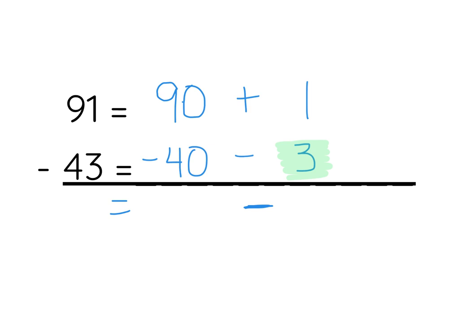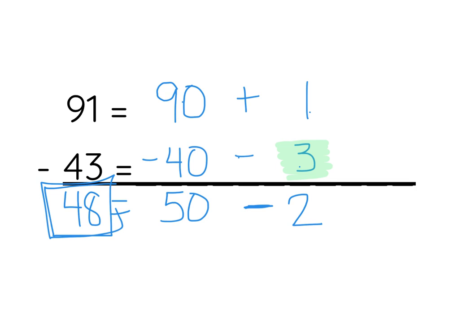90 minus 40 equals 50. 1 subtract 3 equals negative 2. And 50 minus 2 equals 48. Great job on this. Keep practicing. This one is a lot of fun.